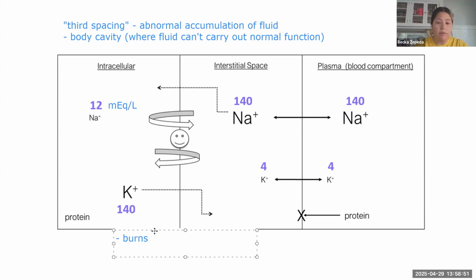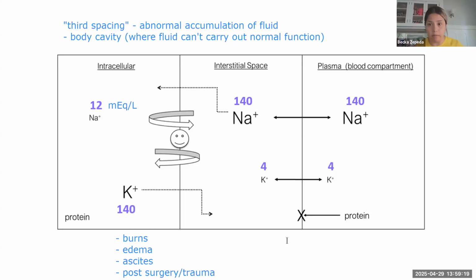And so this kind of third spacing, this escaping of fluid into places where it doesn't belong, can be due to burns, can be due to edema, which we've talked about before. We've talked about edema with congestive heart failure. We've talked about lymphedema when it's a lymphatic problem. Also ascites we talked about with cirrhosis of the liver, or with kwashiorkor and lacking protein in your diet, as well as post-surgery, or in case of certain trauma, that fluid can escape into places where it doesn't belong. Okay. So that is third spacing.